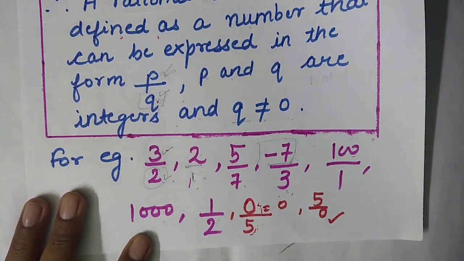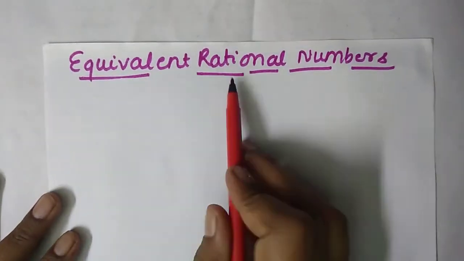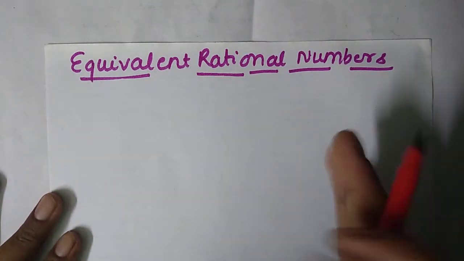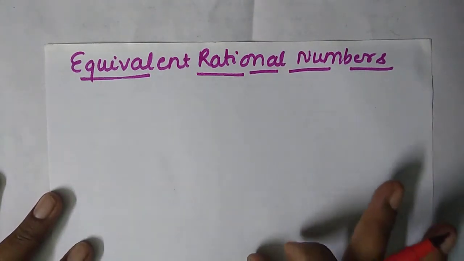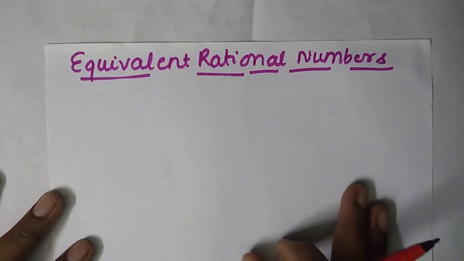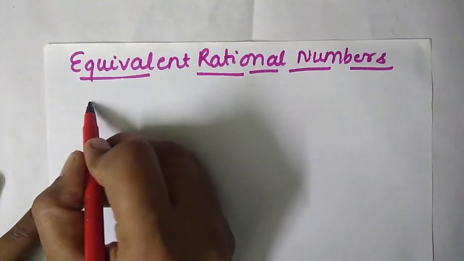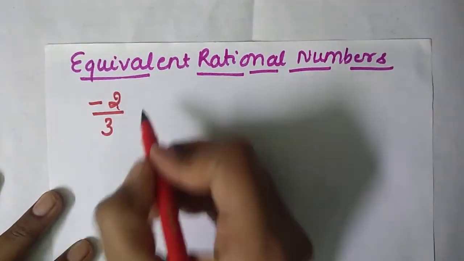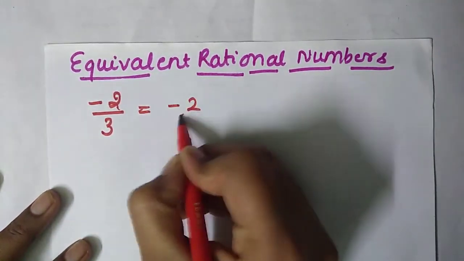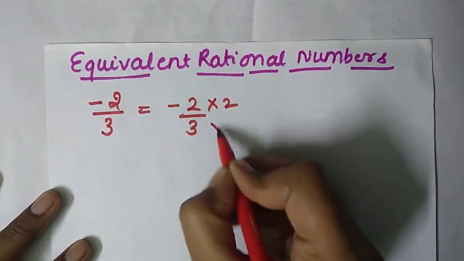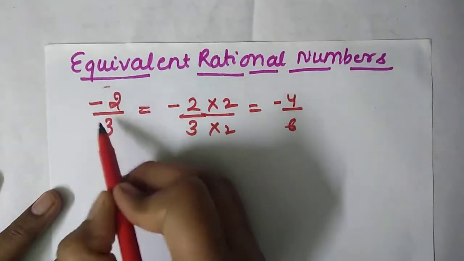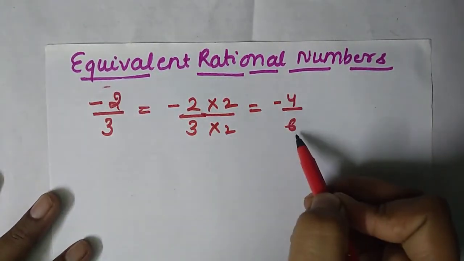Now come to the next topic, that is equivalent rational numbers. Equivalent rational numbers are rational numbers that can be written with different numerators and different denominators. For example, let us take a rational number that is 2 by 3. This is a rational number. Now this 2 by 3 can be written as 2 by 3 times 2 by 2, that is equal to 4 by 6.